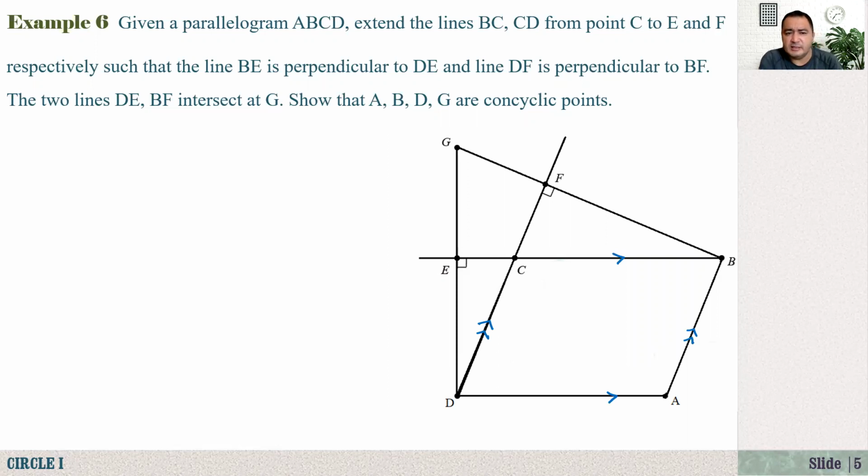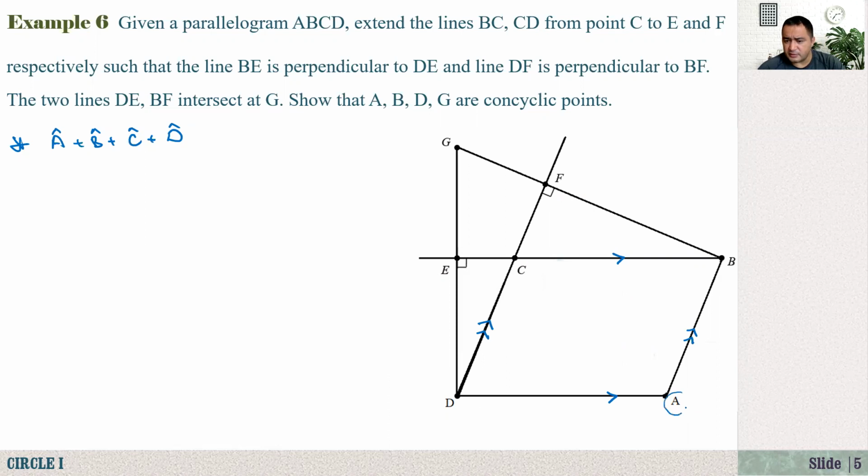The two lines DE, BF intersect at G, as you see in the picture, so that A, B, D, G are concyclic points. What is asked here? We have to show that angle A plus angle B plus angle C plus angle D, that's equal to, what is it? Concyclic points, right? Of course, it is 90 degrees, but here, since A, B, C, D, where is A?